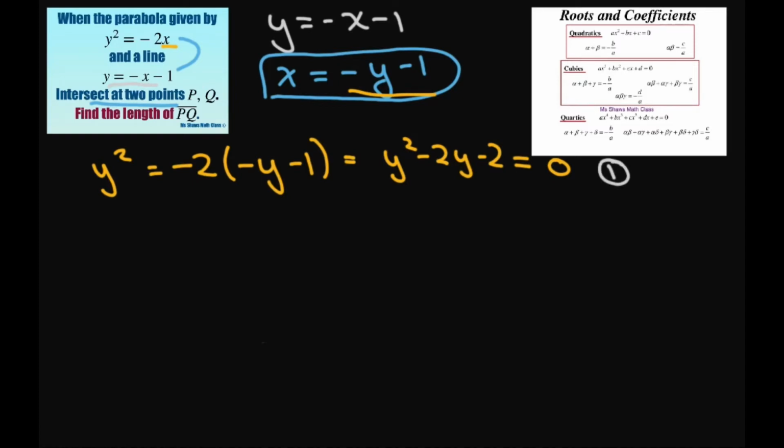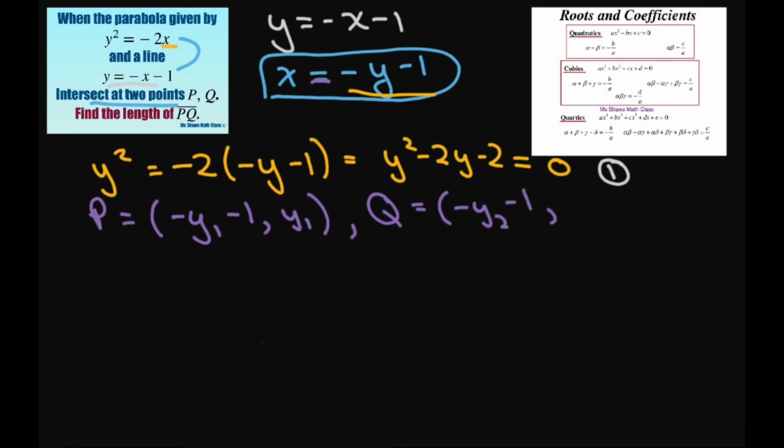All right, now let's look at our P and Q. So we want our P to equal our x value. So that's going to be negative y sub 1 minus 1, and then we still have our y sub 1. And therefore our Q is going to be the second point. So that's going to be negative y sub 2 minus 1, and then we have y sub 2.